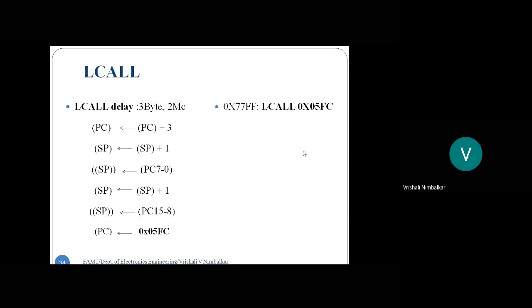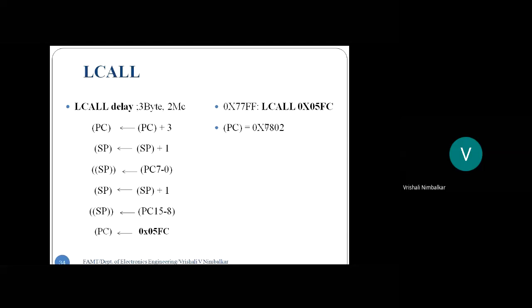So what all executions will happen? First, the program counter will be incremented by 3. It means 77FF plus 3. After 77FF, the next numbers are 7800, 7801 and 7802. Correct? So 77FF plus 3 is 7802. The program counter gets loaded with 7802. Now we got the return address. That address is to be saved on the stack. This is the address of the next instruction in the main program.